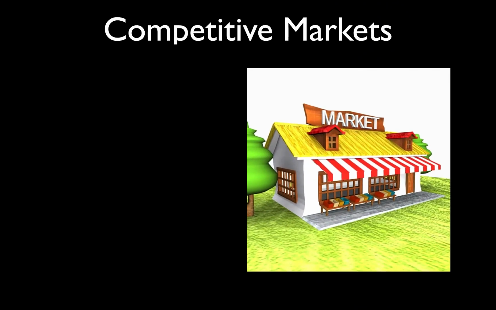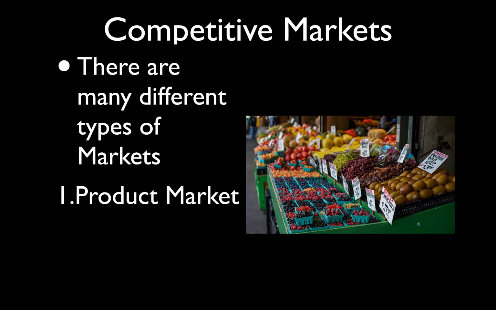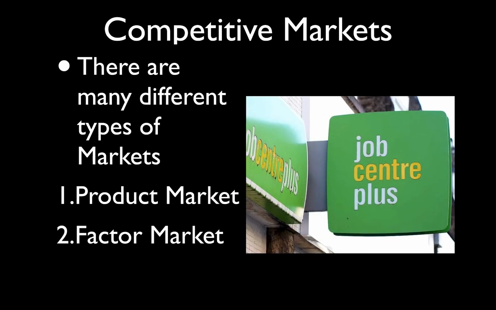Okay, so look, all I'm going to say is there are many different types of markets. There's a product market which just sells goods and services to consumers. They're finished. They're ready to eat. They're ready to use. Then there's another thing called a factor market. That's where factors of production are bought and sold.